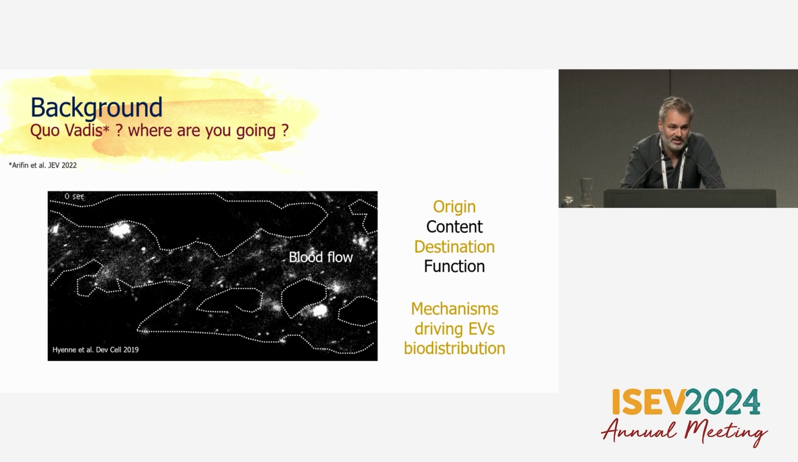So you can imagine here that you see EVs that are moving in the circulation of zebrafish. Or let's think about all the EVs that circulate in your own body fluids right now. When you think about that, then necessarily you can wonder where they're coming from, what do they contain, where are they going, and what is their function. And importantly, what are the mechanisms that make them arrest in a special place and perform their function.